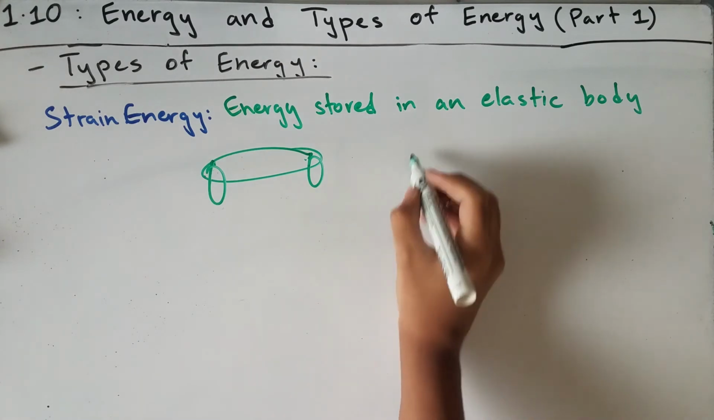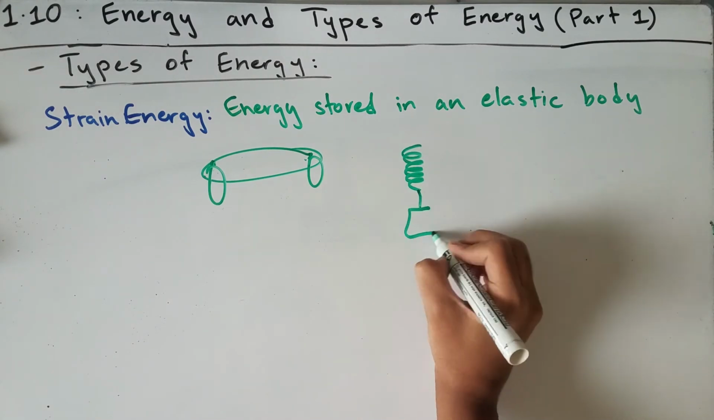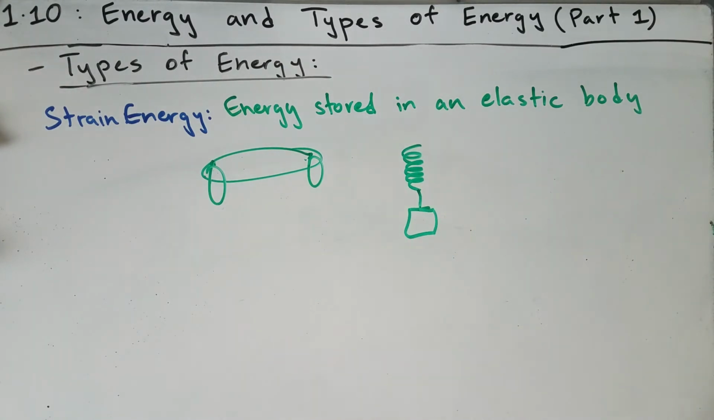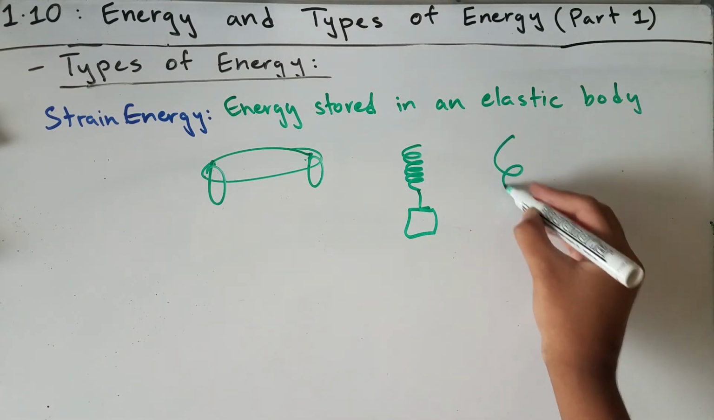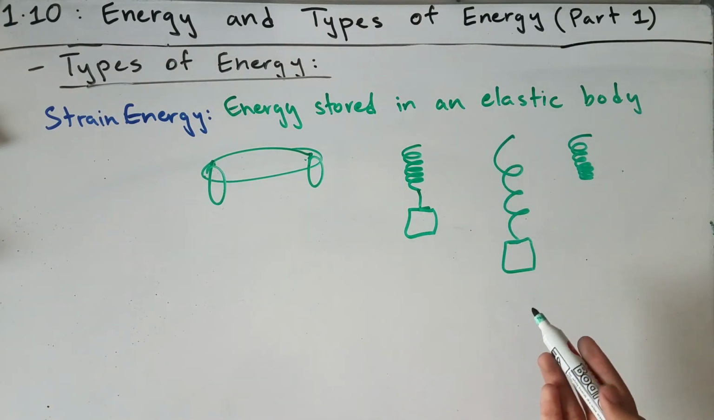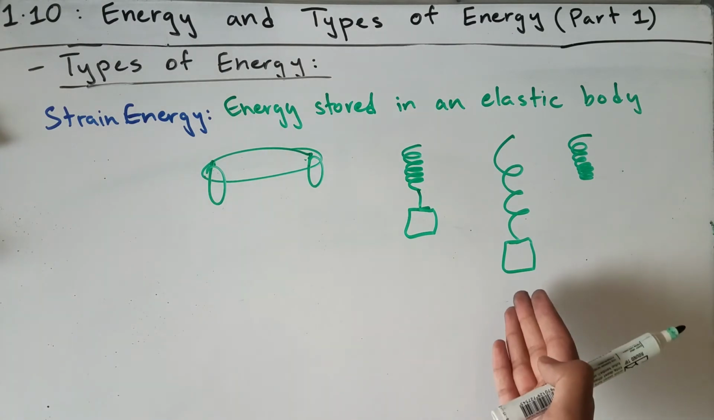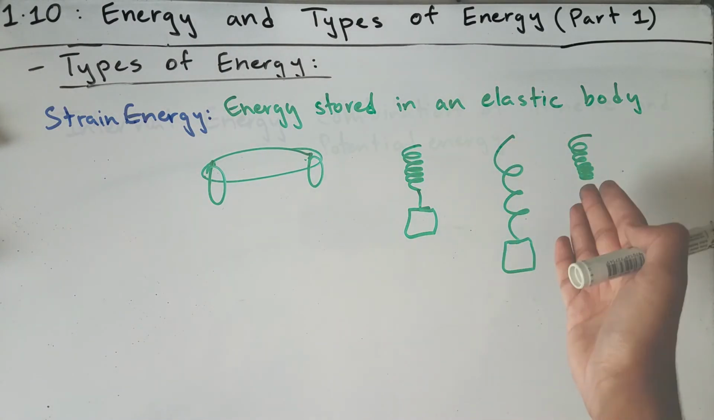Another example could be a spring. If you load it with some heavy material like a lead block weighing 10 kilograms, then that spring would extend because of that load. And that loaded spring would have more strain energy because the load is putting strain on that spring, while this one has no load on it.